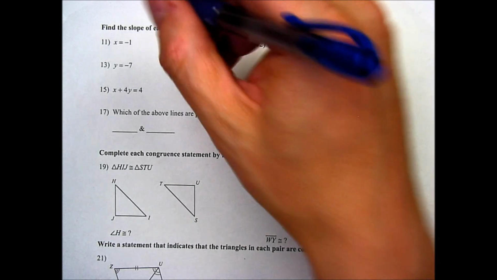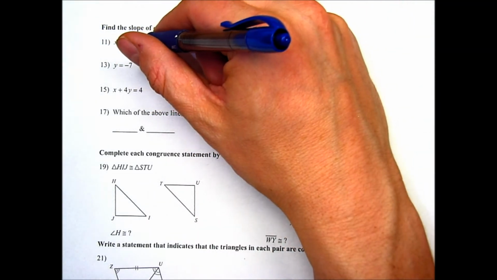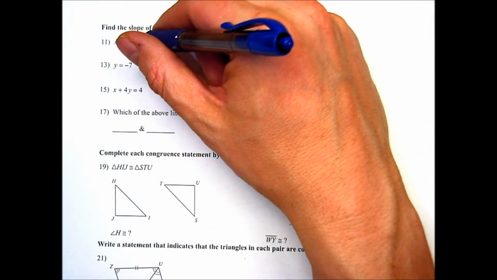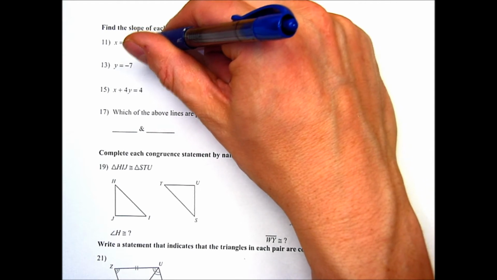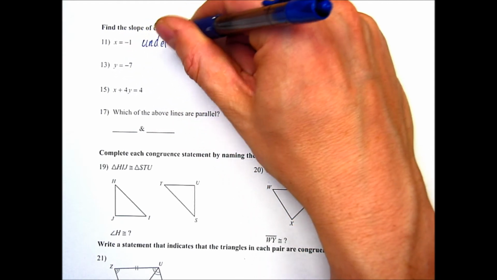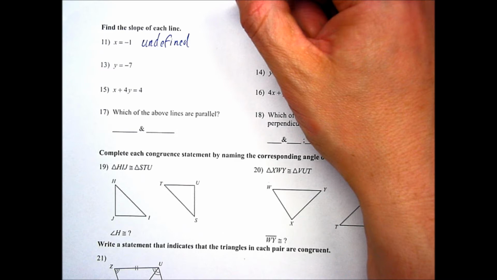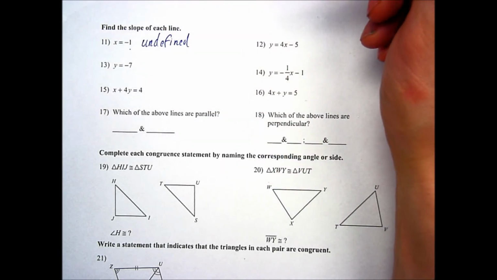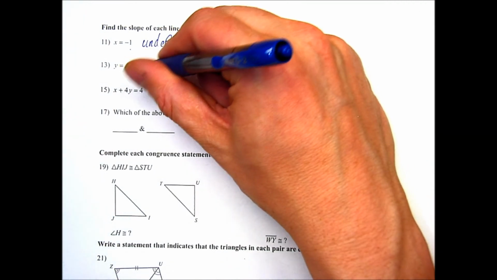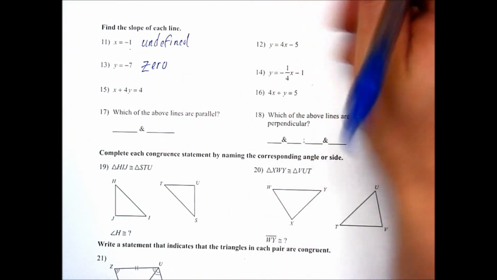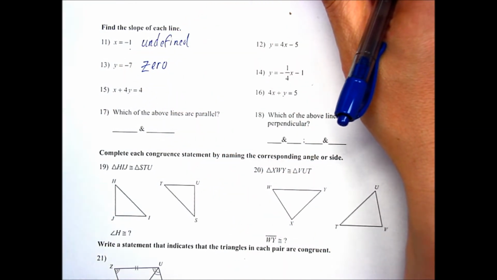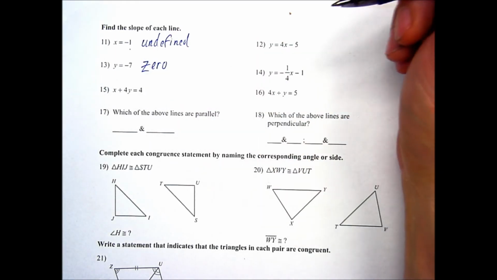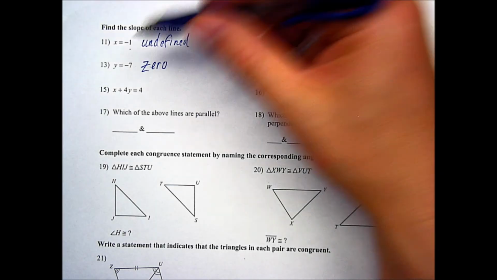Question 11. Find the slope of each line. So an x equals line is a vertical line, which has a slope that's undefined. You can also call the slope here infinite. The slope is not 0. A slope of 0 refers to a line that is horizontal. So this has a slope of 0 or no slope, question 13.